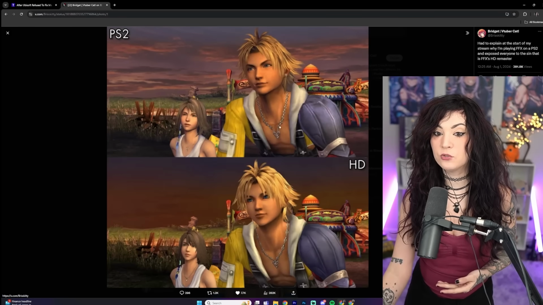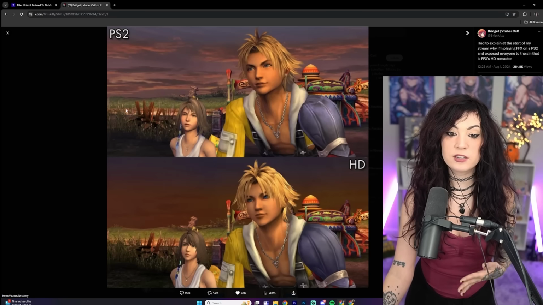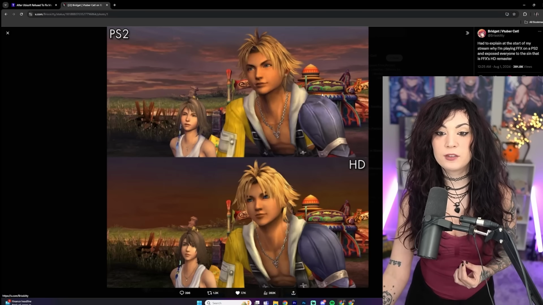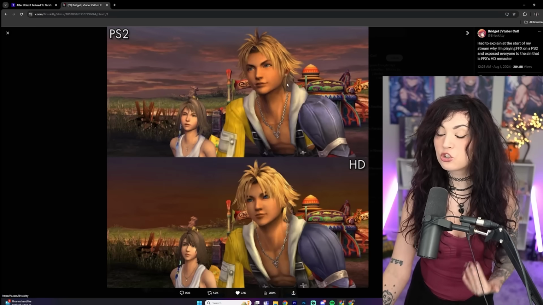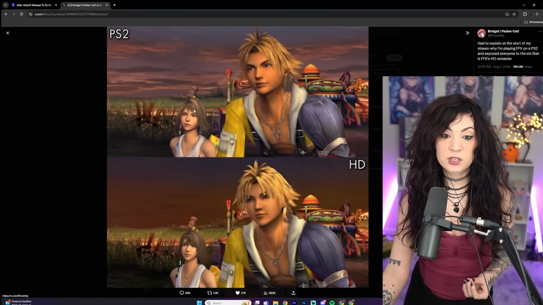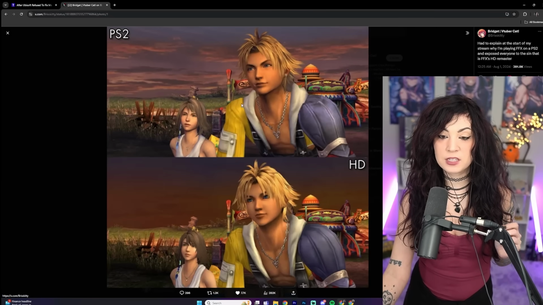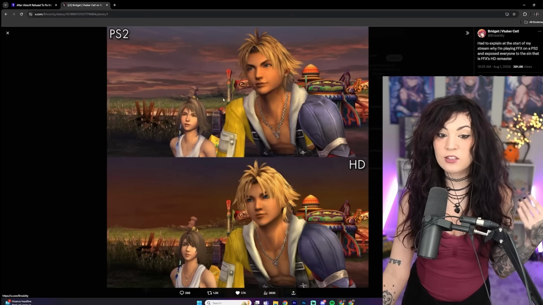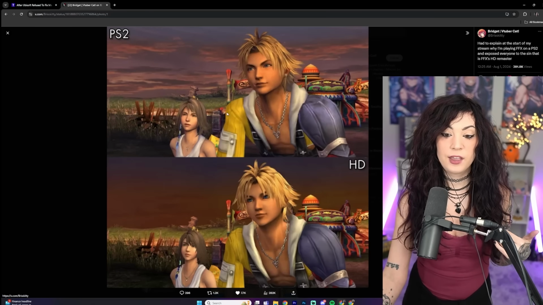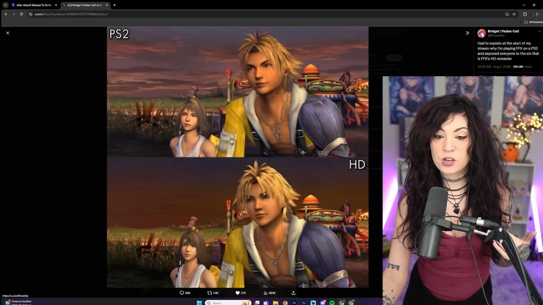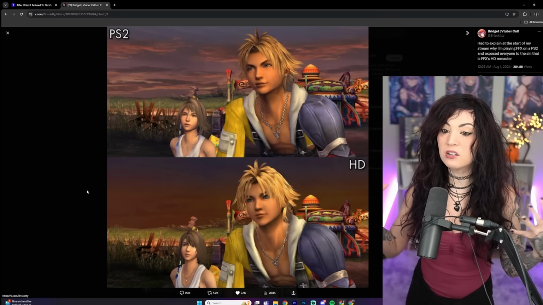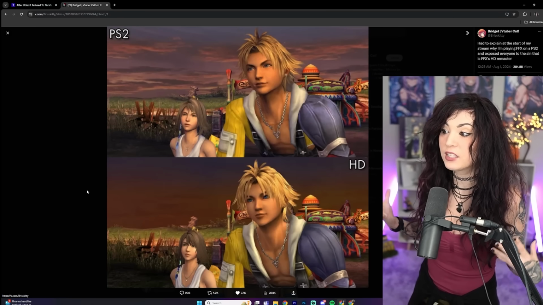I love PS2 era graphics. I mean, look at Devil May Cry 3, for example. Look at how much charm it has. Look at how the faces, the details, it looks good. And then you have this, which has a puffier face. You just lose all of the charm. You lose all of the character.